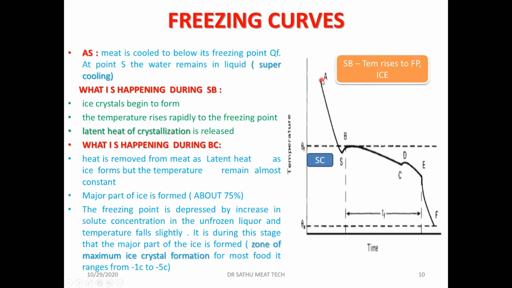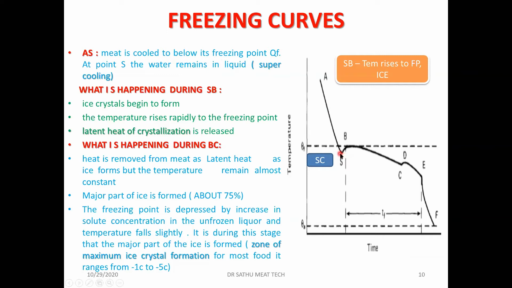We have different stages: A to B, A to S, then S to B, then B to C, C to D, D to E, and E to F. So A to S, already I told you the meat is cooled to below its freezing point, QF. This is the freezing point of the meat. At point S, the water remains in liquid. That is called supercooling. The water at S remains supercooled.